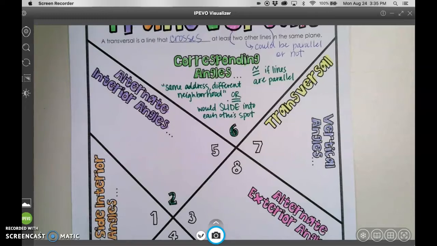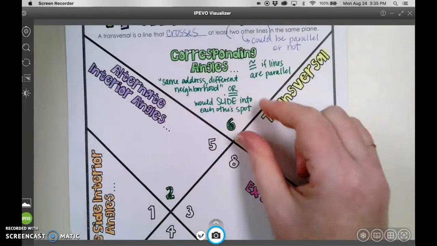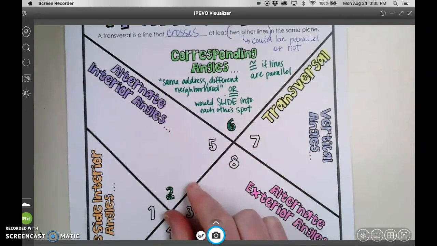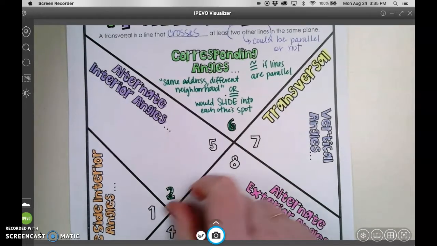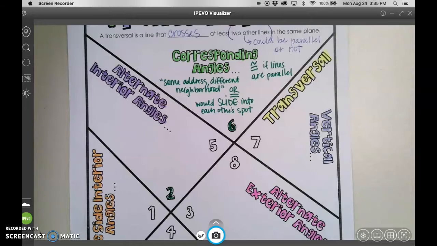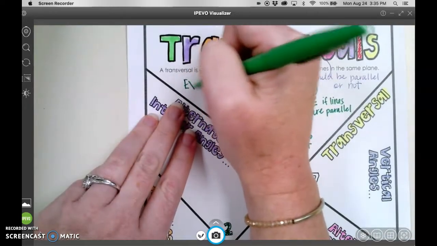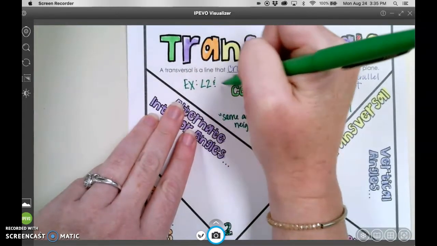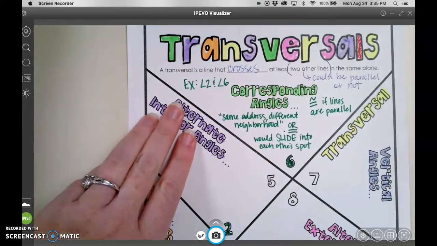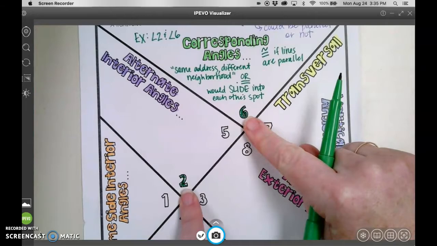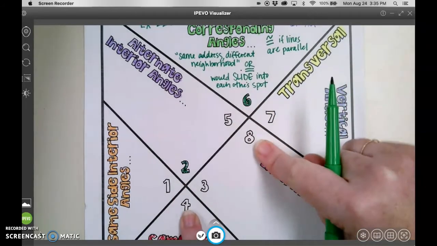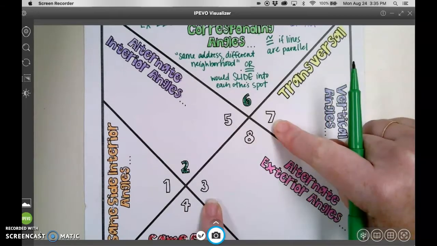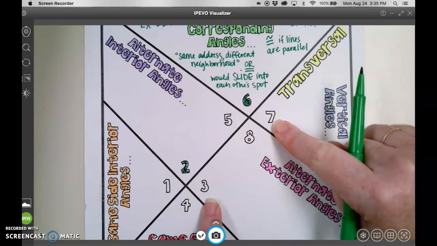So if the lines are parallel, we could take angle 6 and slide it down, and it would line up just perfectly with angle 2. Or angle 2 could slide up in line with 6. So angle 2 and angle 6 are one pair of corresponding angles, but you also have others. Just like 2 lines up with 6, angles 1 and 5 are corresponding. Angles 4 and 8 are corresponding, and angles 3 and 7 are also corresponding.